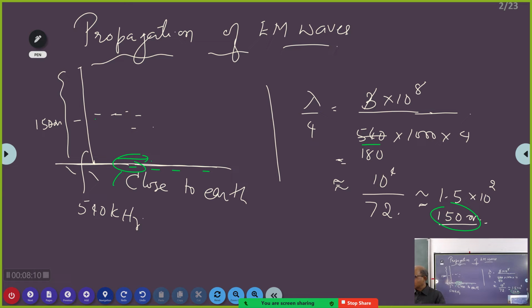So the maximum range of coverage depends on the transmitted power. See here, this golden sentence: the maximum range of coverage for ground wave propagation depends on the transmitted power, that is, how much power you feed to the antenna, and the frequency less than a few megahertz. I hope I made myself clear to you. And as I told you, every sentence here can be converted into many questions for your examinations.